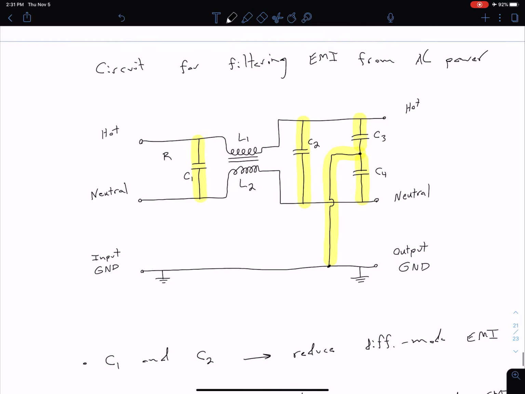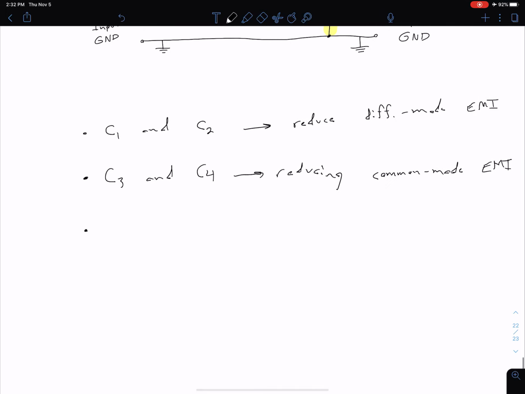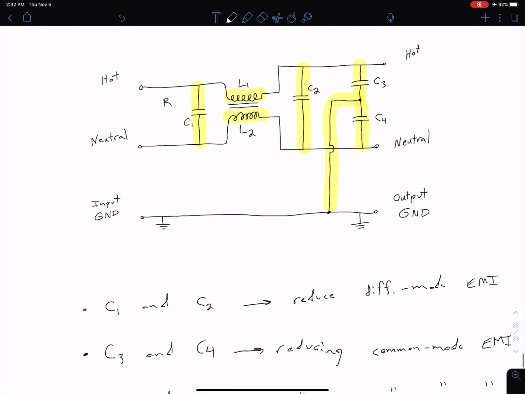Then we only have a couple other components that we haven't talked about. Right here in the middle, we have these two coupled inductors, L1 and L2, and essentially this is another way to reduce our common mode EMI by presenting a really large impedance for higher frequency signals. So those coupled L1 and L2 inductors are also reducing our common mode EMI by presenting a high impedance.